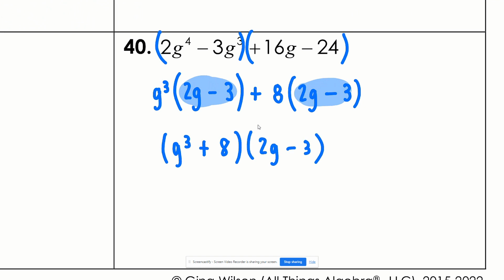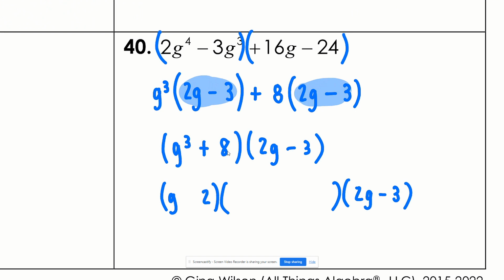Now, y'all going to hate me for this one. But look, that's a perfect cube. 8 is a perfect cube. So this is sum of cubes, which will break down into a binomial times a trinomial. Now, don't forget your 2g minus 3. It doesn't just disappear. It's still there. But here's my binomial. What multiplies by itself 3 times to get g cubed? G. What multiplies by itself 3 times to get 8?